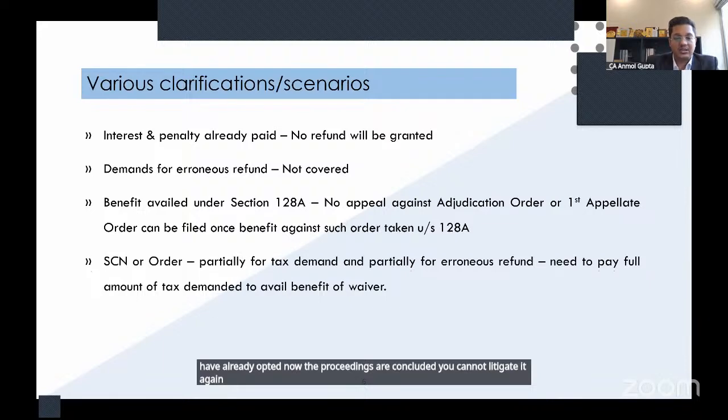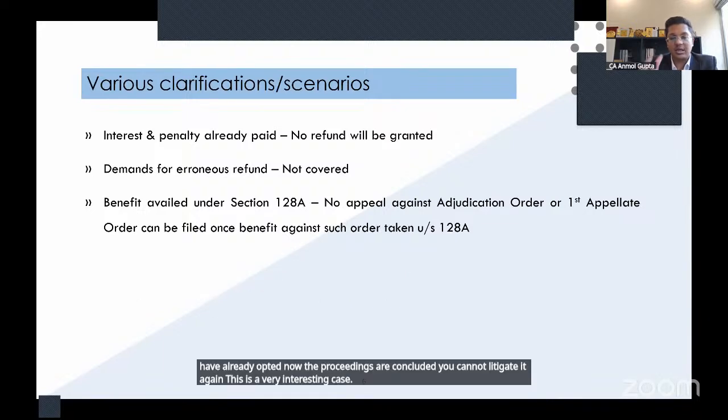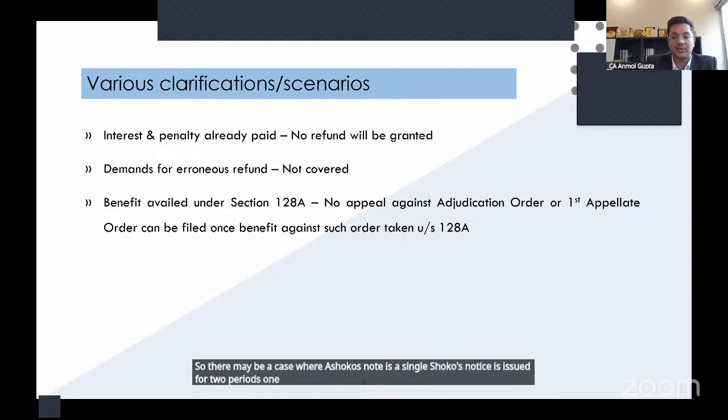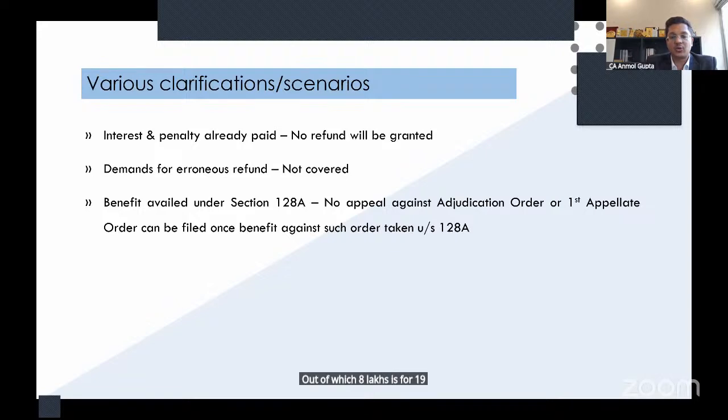This is a very interesting case. There are two cases basically. Since the scheme covers only 3 years, there may be a case where a single show cause notice is issued for two periods, one which is covered under the scheme and one which is not covered under the scheme. For example, a show cause notice proposes a tax demand of 10 lakhs, out of which 8 lakhs is for 2019-20 and 2 lakhs is for 2020-21. So 2020-21 is not eligible under the scheme. So what will I do in that case?